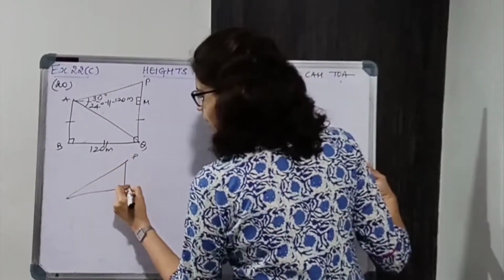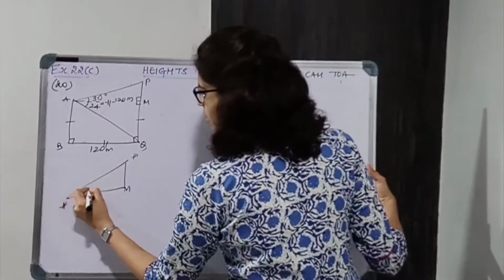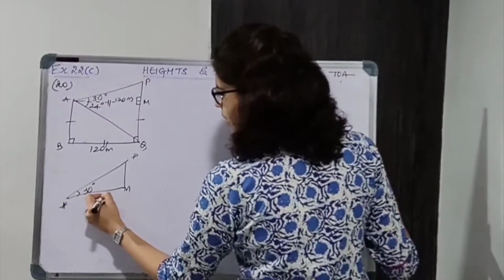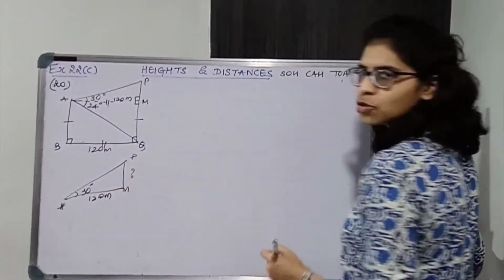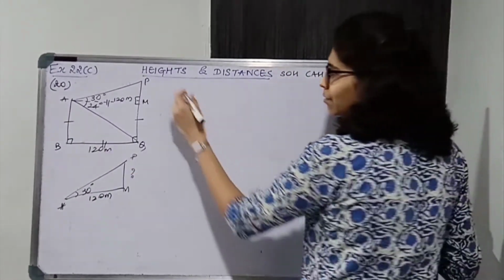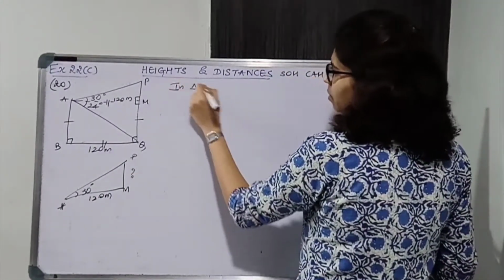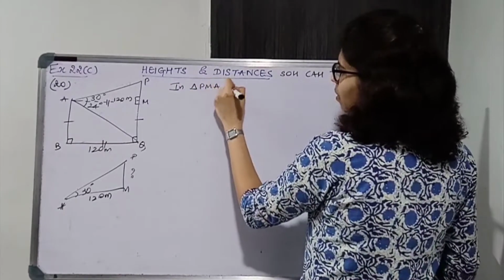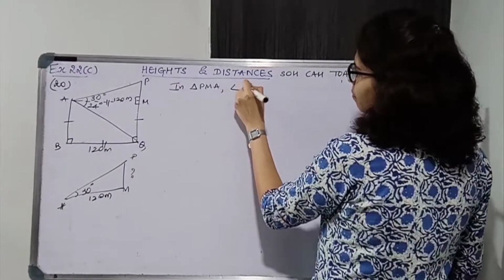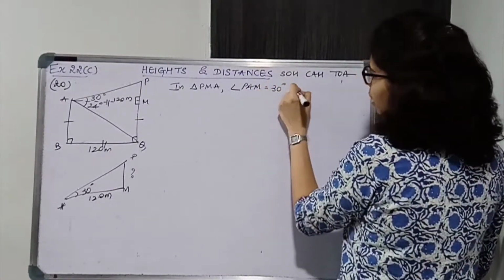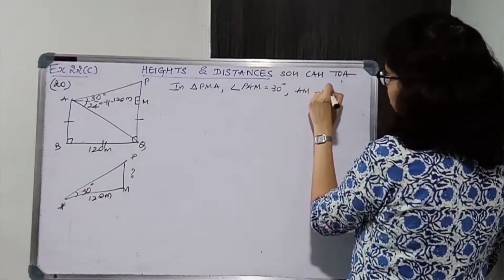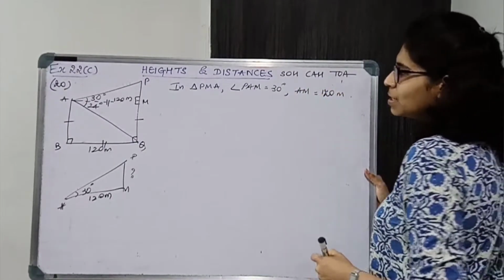So PMA, this is 30 degrees and AM is 120 meters. So angle का adjacent we know, we need to find opposite. So adjacent and opposite का relation from tan. So in triangle PMA, angle PAM is equal to 30 degrees and AM is equal to 120 meters. So just write down the given information once.